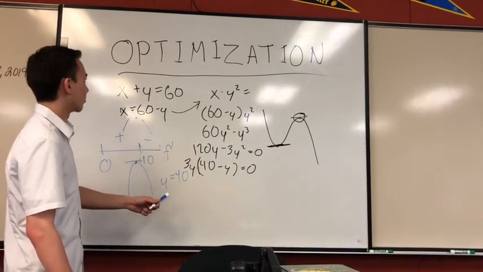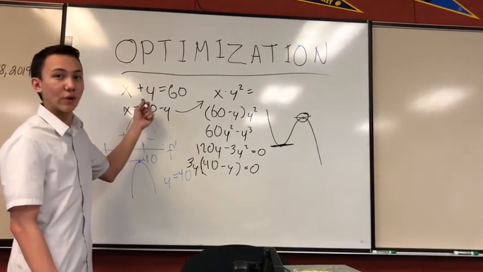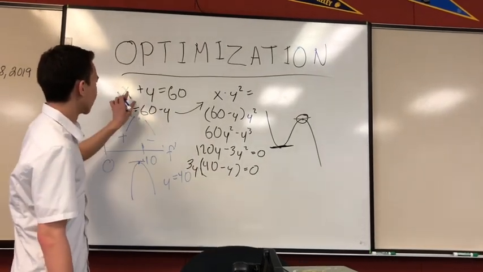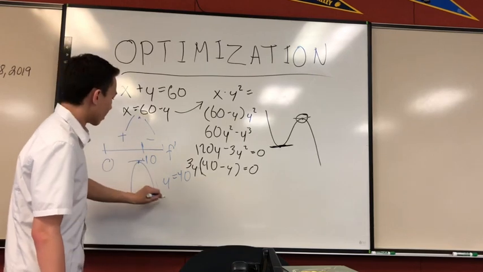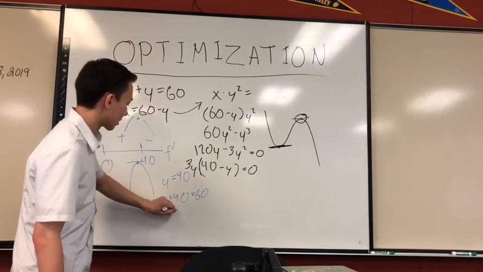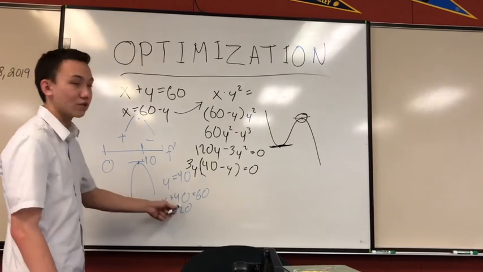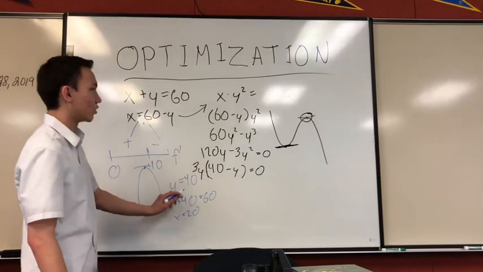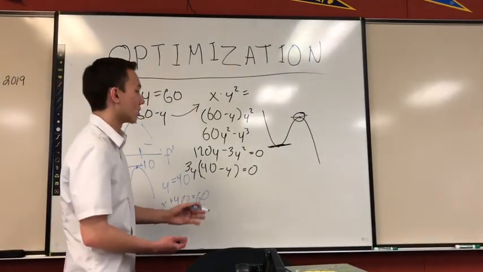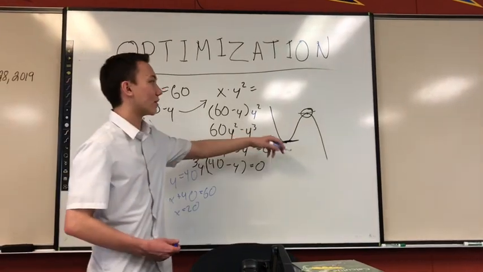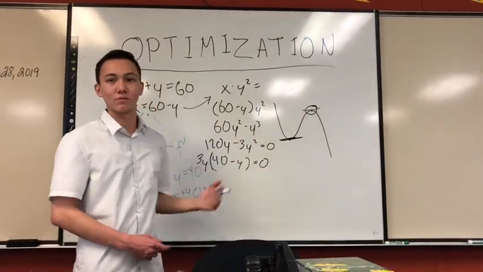And then you plug it back into one of your original equations to get the other value. We'll use this equation here, because that's easier. So x plus 40 equals 60, and then x is obviously 20. So those are your two values that give the maximum value. For here, we found the two values that gave us the maxima, which is optimizing it. We're trying to find the highest or lowest value.